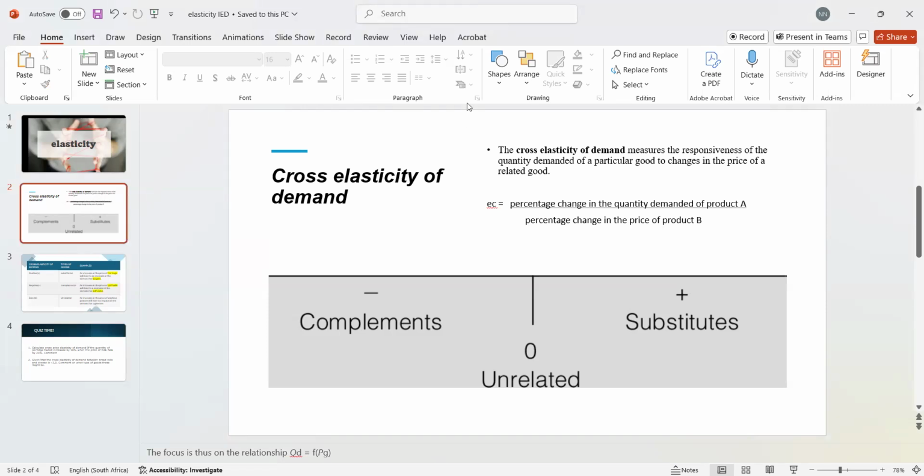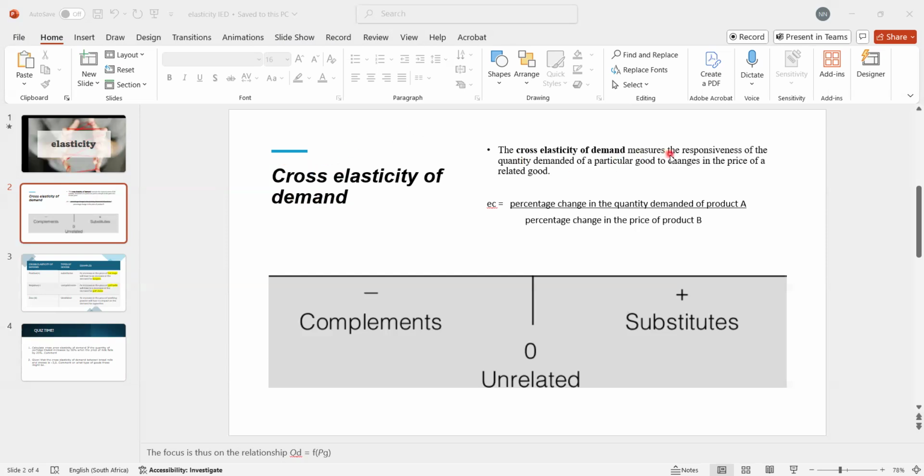Remember, with elasticity we're basically just trying to measure the responsiveness or the sensitivity of the change in the dependent variable to a change in the independent variable. Here, we're going to be comparing two goods basically, and we want to determine the responsiveness of the change in the quantity demanded for good A to a change in the price of good B.